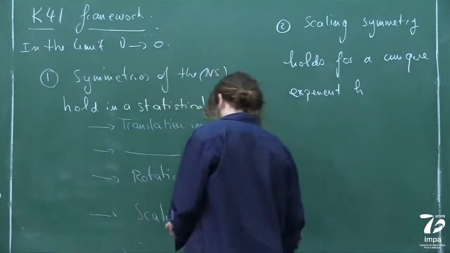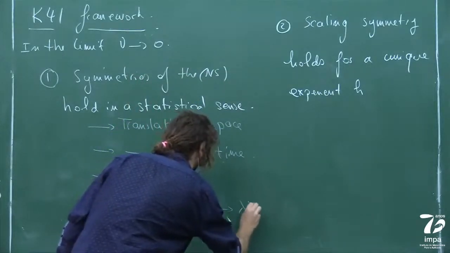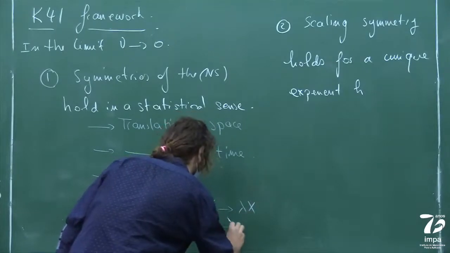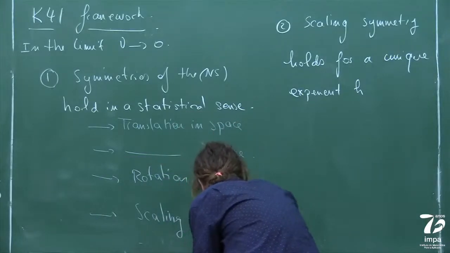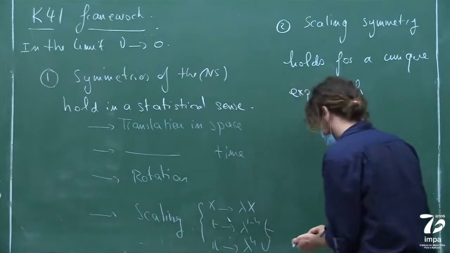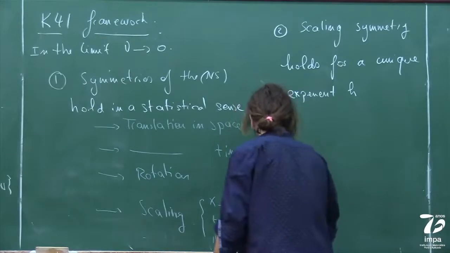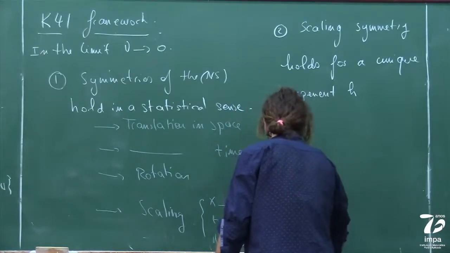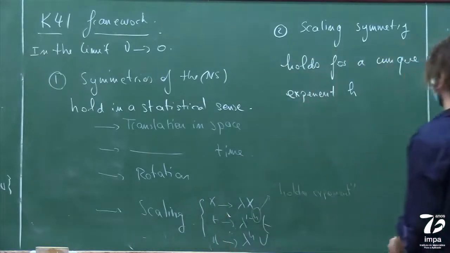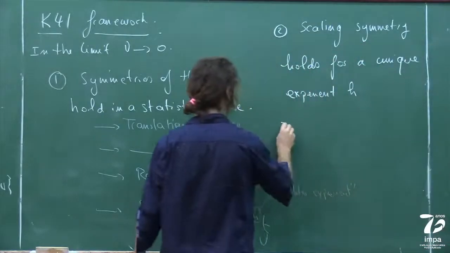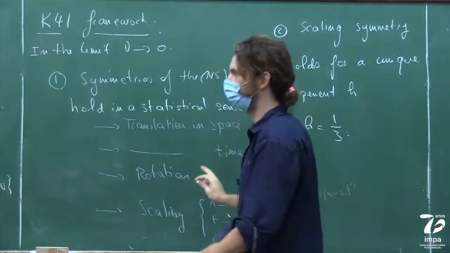Remember, the scaling symmetry was a symmetry where you transform space, you transform time, and you transform u. And this is parameterized by an exponent which looks like a Hölder exponent. And the third hypothesis is h equal 1/3. And that's the K41 framework.